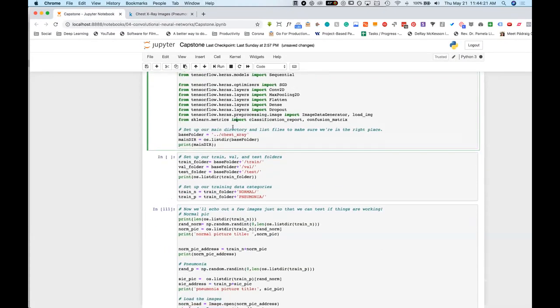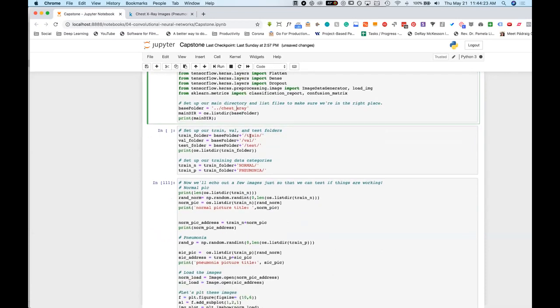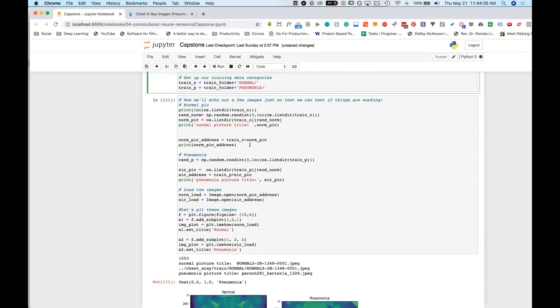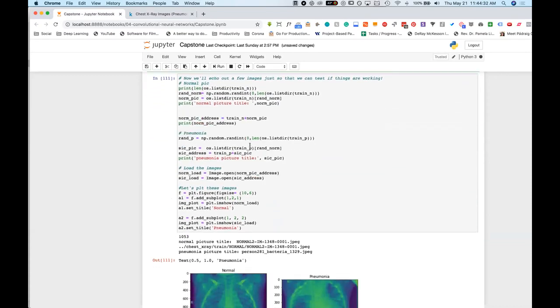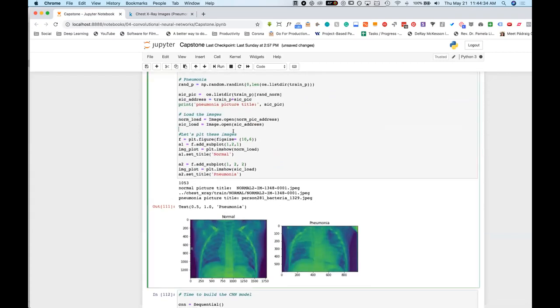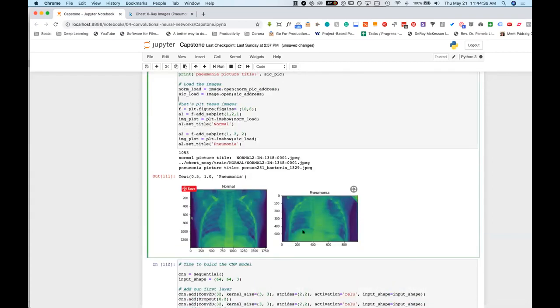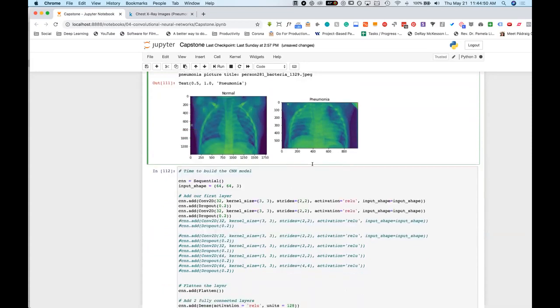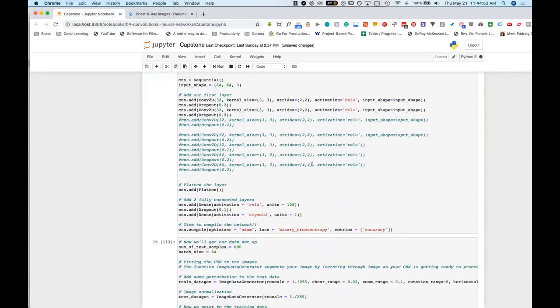I set everything up to access the data, set up the train, validation, and test folders. Then basically just kind of plot out these images so you can see here's a normal and here's a pneumonia. It's interesting, looking at the images myself, I can hardly tell what the difference is. Some of them are more obvious than others, but sometimes the difference is very subtle.